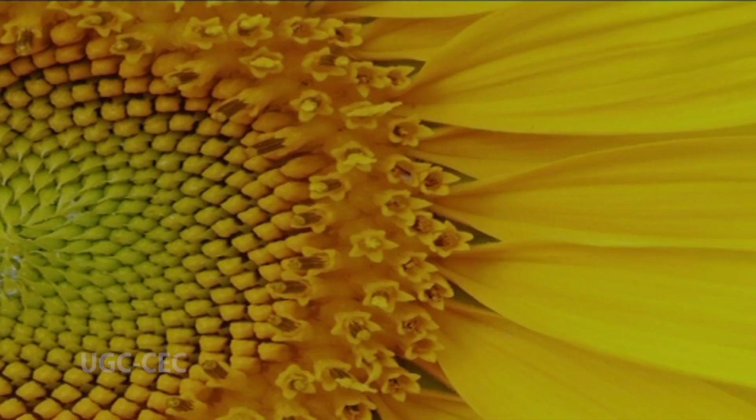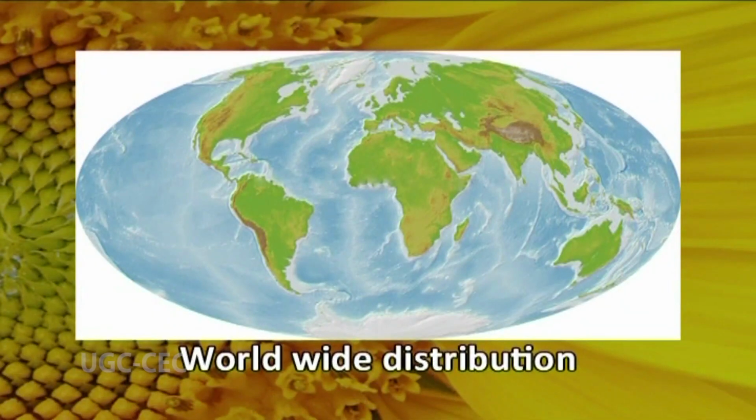Members of this family Asteraceae, they show a cosmopolitan distribution. Their distribution is worldwide, but they are most diverse in the temperate and subtropical mountain regions, and they are commonly grown in open and dry habitats.